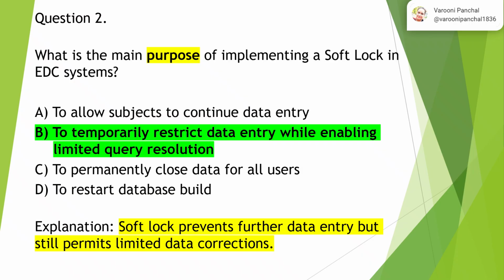Question 2. What is the main purpose of implementing a soft lock in EDC systems? Option A, to allow subjects to continue data entry. No. Option C, to permanently close data for all users. Now it doesn't make sense to close the data when the purpose of implementing a soft lock is not to close data, right? So this is not the right answer. To restart database build. Now it doesn't make sense to start the database build. So this is not the right answer. So the correct answer is to temporarily restrict data entry while enabling limited query resolution.